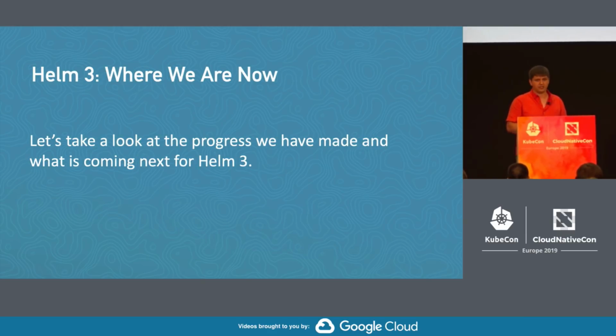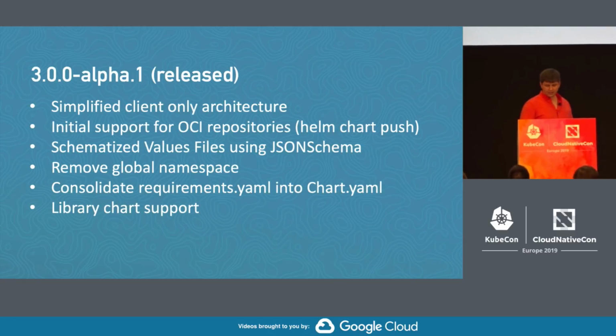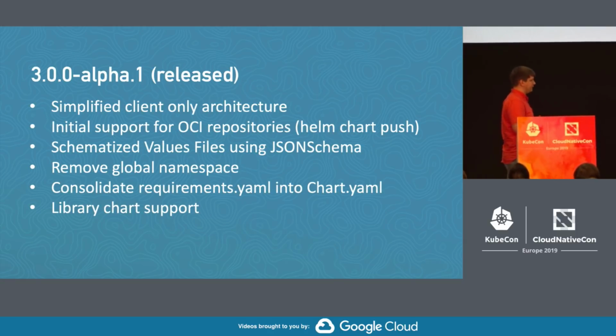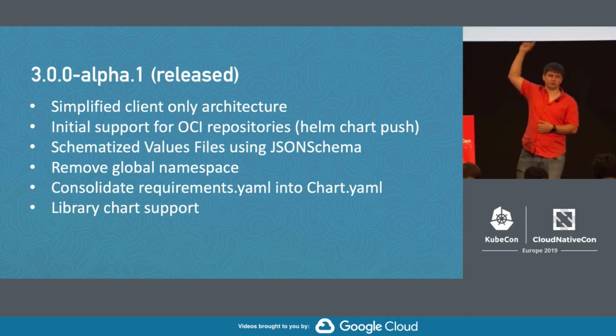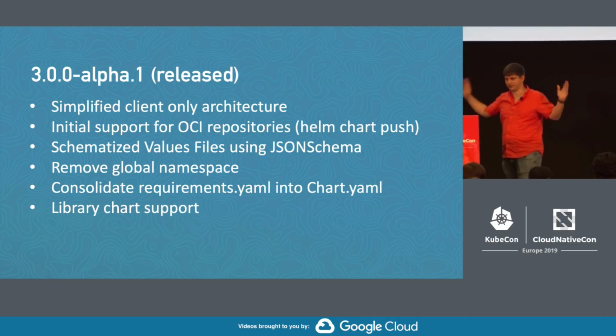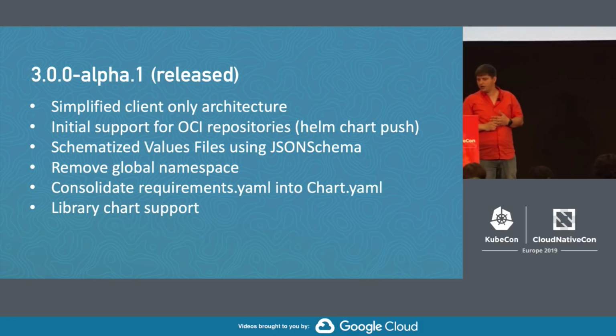So, Helm 3, where are we now? Some of the things that we've made in Alpha 1, and things that we're interested in doing for Alpha 2 and Alpha 3. Last week, I think it was Wednesday, was when we made the cut for Helm 3.0.0 Alpha 1. One of the big features is the simplified client-only architecture, that's actually the removal of Tiller. We call it two different things, but really it's the client-only architecture.